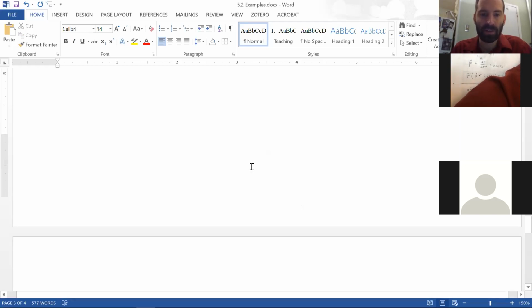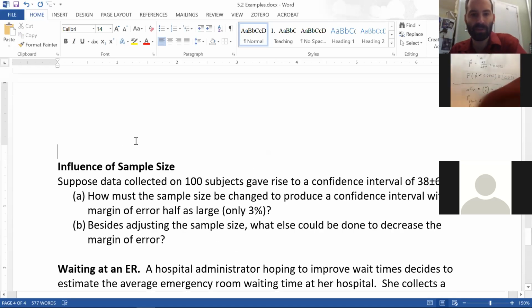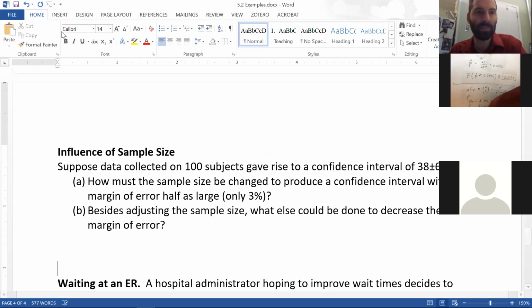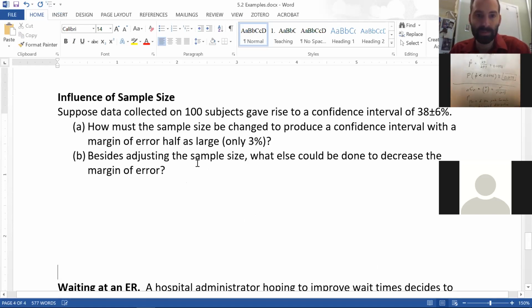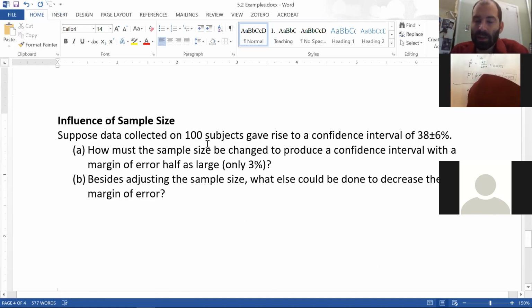All right, let's look at another problem here. Let's look at the influence of sample size. So the size of our sample plays a big role in what we're doing here.